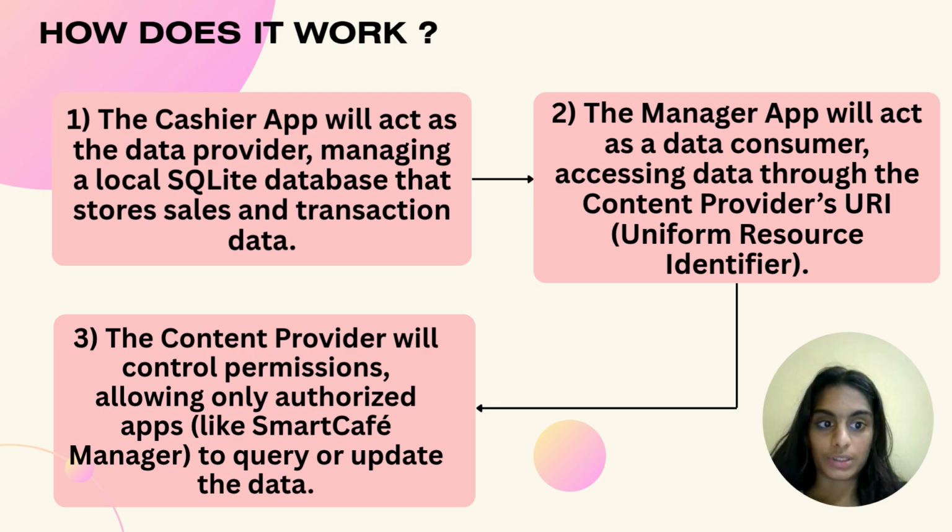Then how does it work? The manager app creates a content provider that stores and manages the cafe data. The cashier app uses a special address called a URL to request data from it, and the data can only be shared if permission is given, keeping it secure.